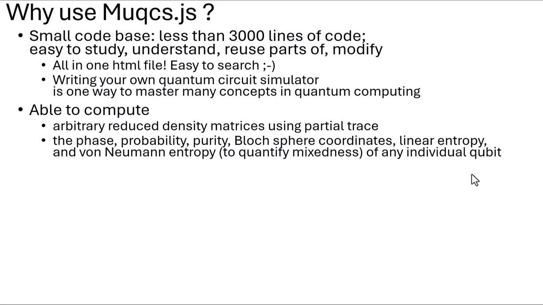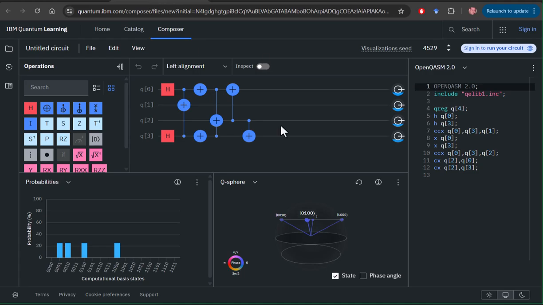You might be familiar with other software packages like IBM's Quantum Composer, where you can drag and drop gates onto a circuit, and then there are these little widgets that show us the probability of measuring a 1, the phase of the qubit, and the purity of the reduced state for that 1 qubit. So these quantities are all easy to compute with Muqcs.